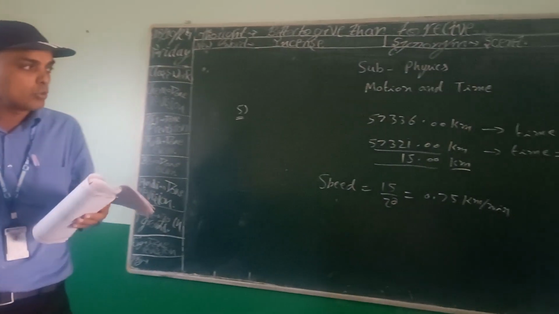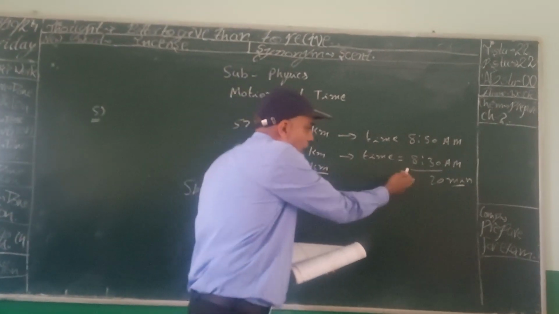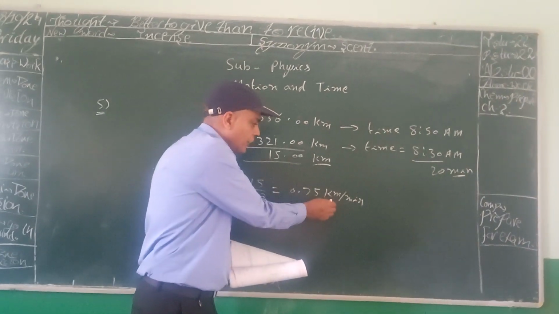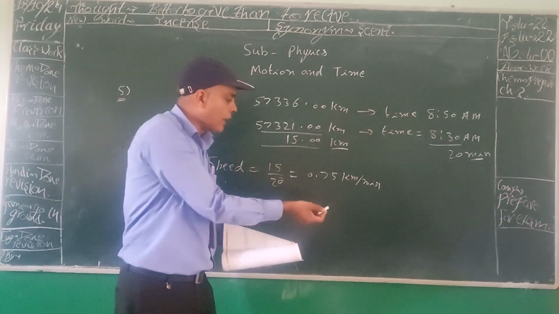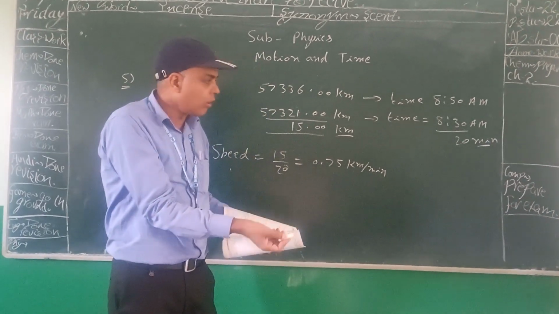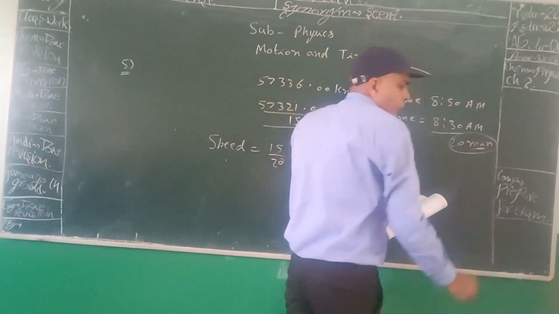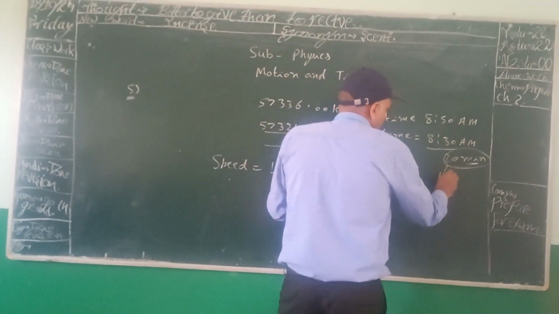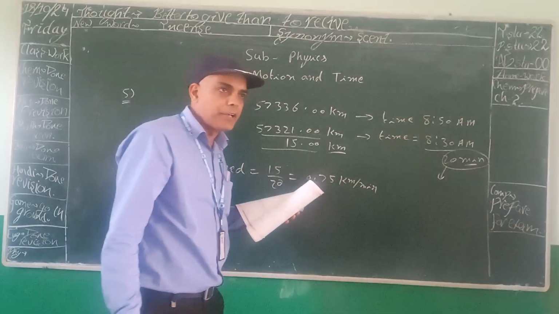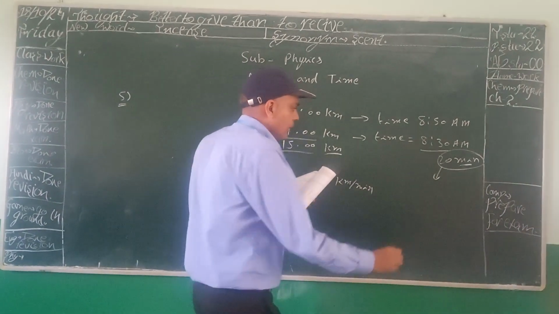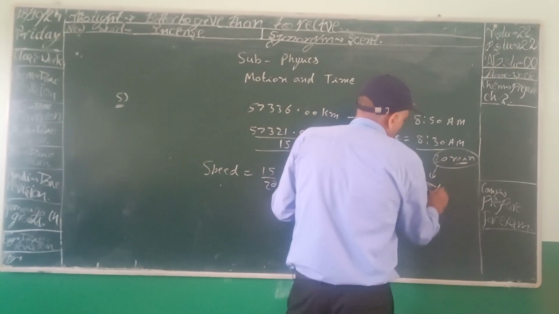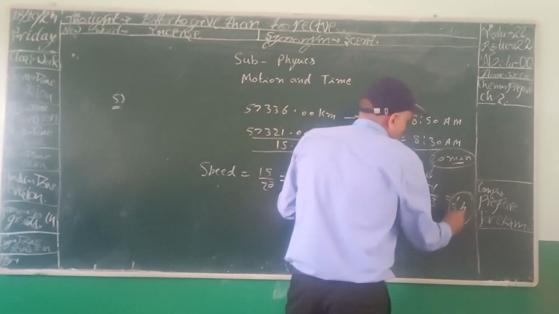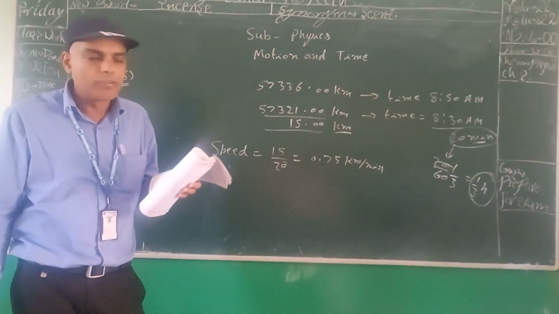After that, you also have to calculate in kilometer per hour. So you have two options. Either you convert it into kilometer per hour, or simply convert 20 minutes into hours. How can we convert 20 minutes into hours? Divide by 60. It comes out to be 1 by 3 hours. Now clear?